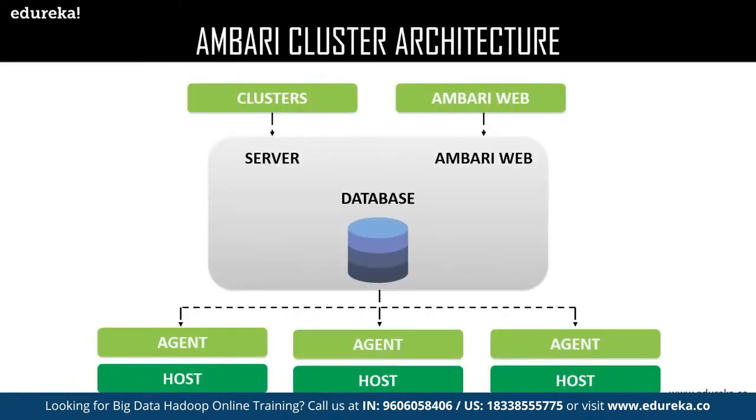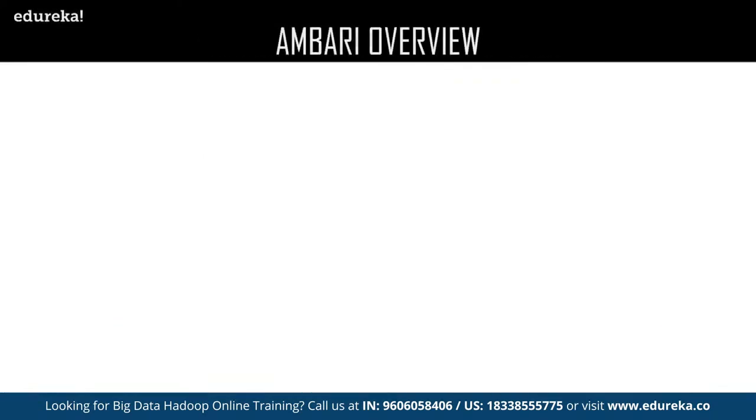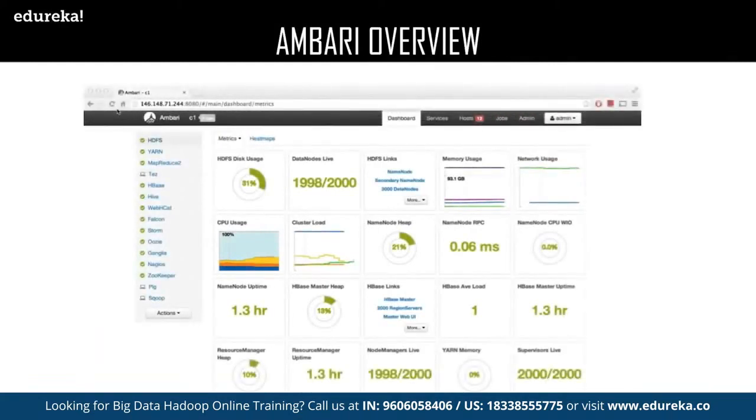Let us see how a typical Ambari user interface looks like. So this is how a typical Ambari user interface looks like. We can see the HDFS disk usage percentage, data nodes alive, memory usage graph, network usage graph, and CPU loads, cluster load, name node heap, and many more.